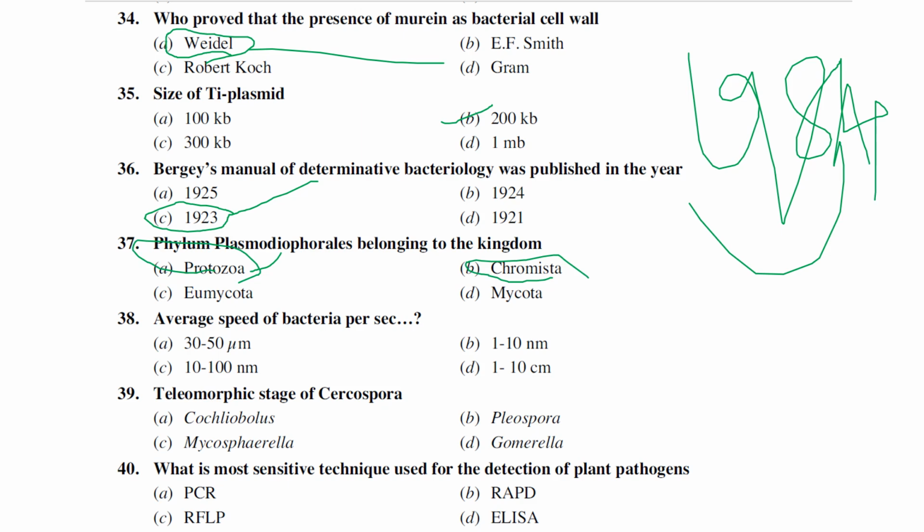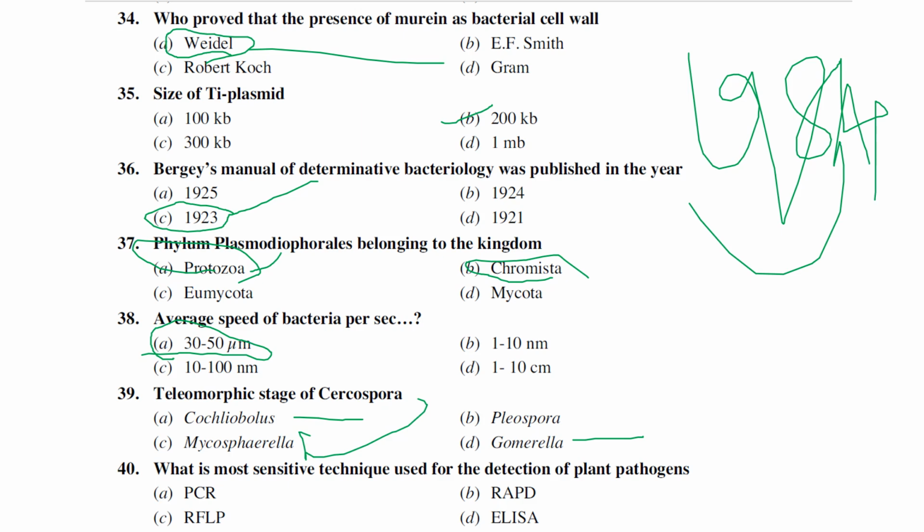The next one, average speed of a bacterium per second. I think you might have studied this question in various other books. Generally the speed of bacteria is 30 to 50 micrometers per second. The teleomorphic stage of Cercospora: Cochliobolus, Pleospora, Mycosphaerella, Glomerella. Glomerella means Colletotrichum. Cochliobolus is Bipolaris, and Pleospora I have forgotten, but Cercospora is Mycosphaerella.